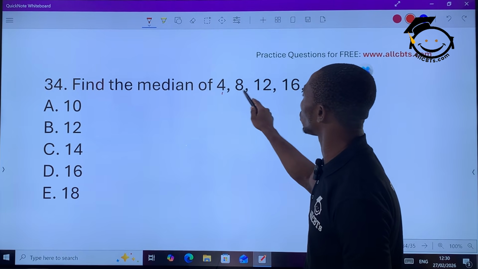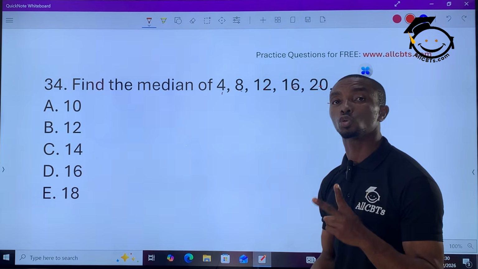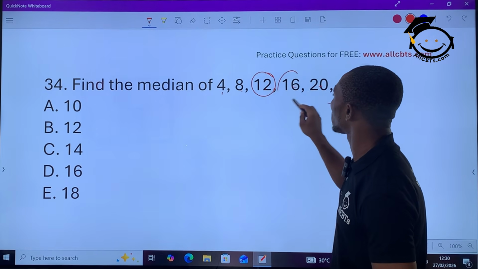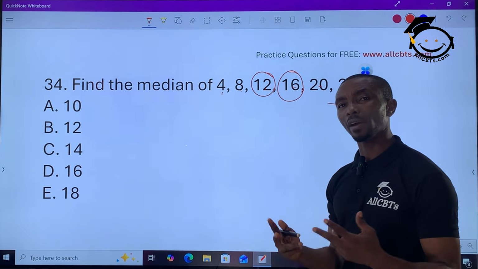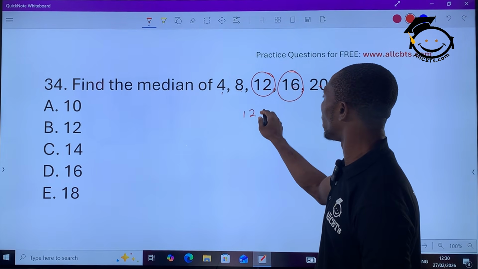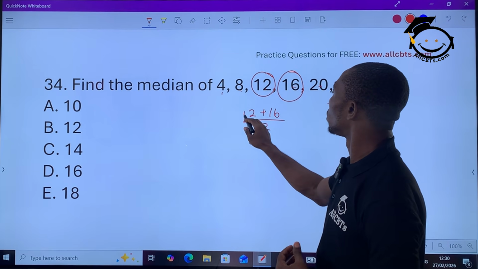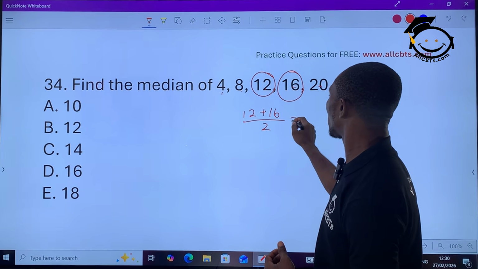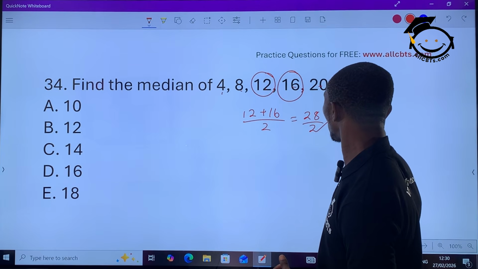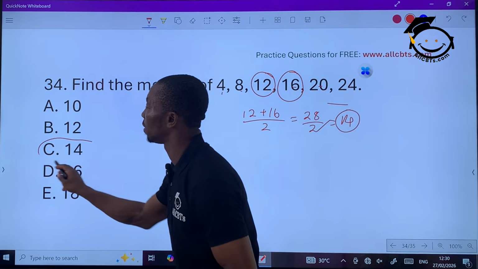So if you count 1, 2, 3, 4, 5, 6, there are 6 numbers. That means we would have 2 middle numbers, which would be 12 and 16. Okay, now we have 2 middle numbers. What do we do? We add the 2 middle numbers together and divide by 2. Now, 12 plus 16 gives us 28, divided by 2 gives us 14. So the median of this set of numbers would be 14.